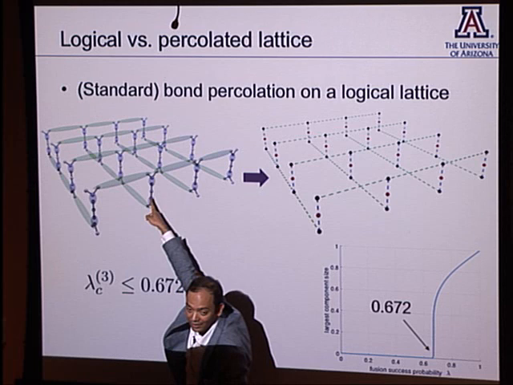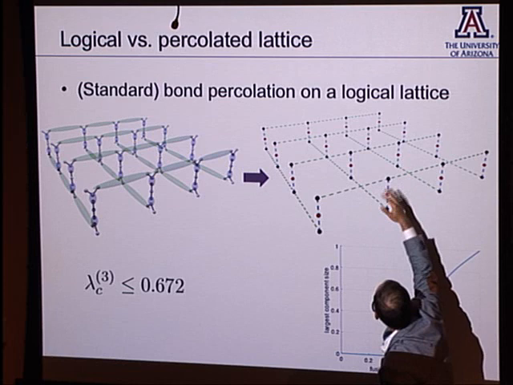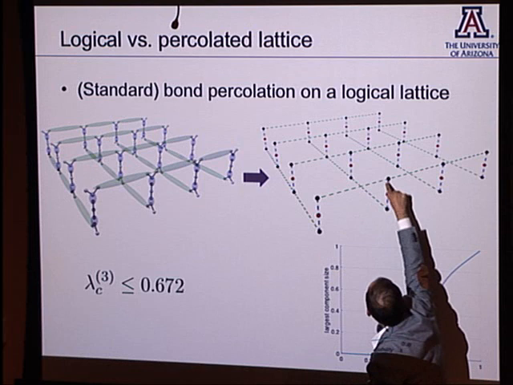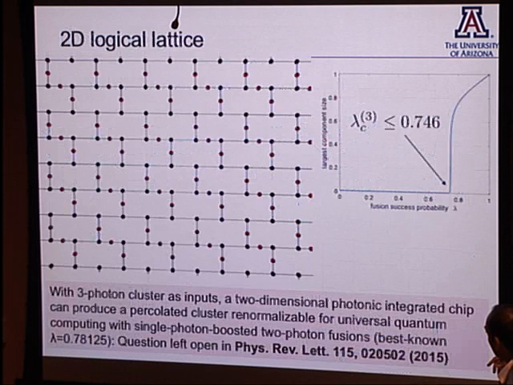So let me draw red dots for them, which have degree 2, and black dots that have degree 3. These black dots will be gone after I do all the Bell measurements. And every fusion can be interpreted as a success of a bond on this new logical graph. When you do the bond percolation simulation on this logical graph, you retrieve that same number, 0.67. So this was a reinterpretation of some of the older results that led us to find new constructions.